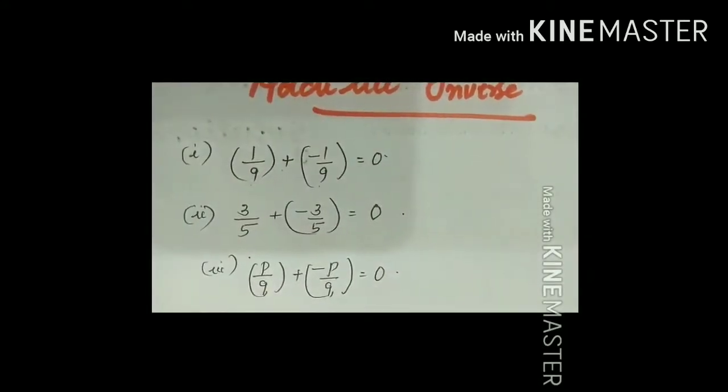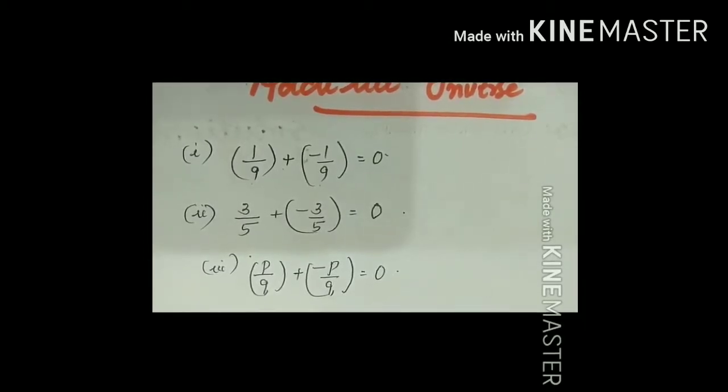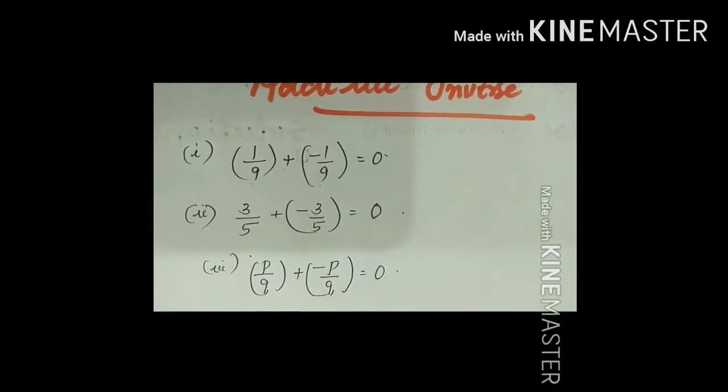Okay, children, this is enough for today. So let us recall all that we have learned today. First of all, we have learned the definition of rational number. What is a rational number? A rational number is expressed in the form of p by q, where p and q are integers and q is not equal to 0. Such a number is called a rational number.